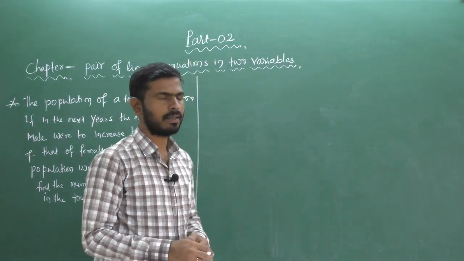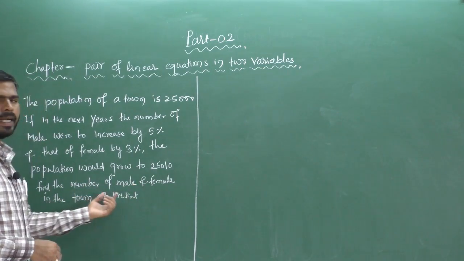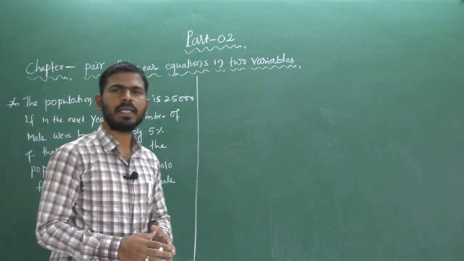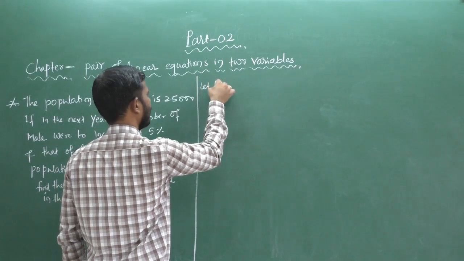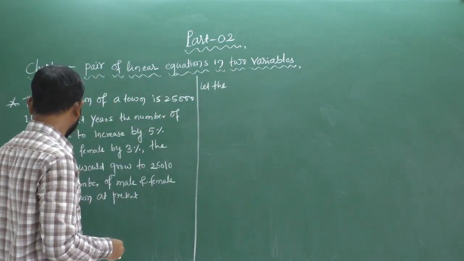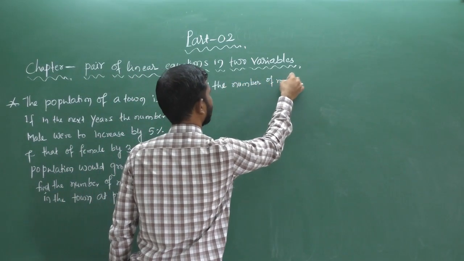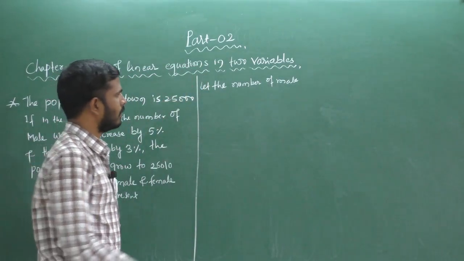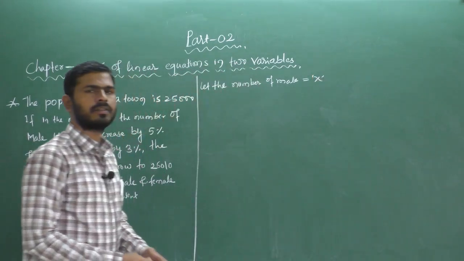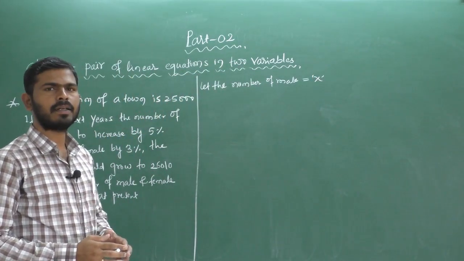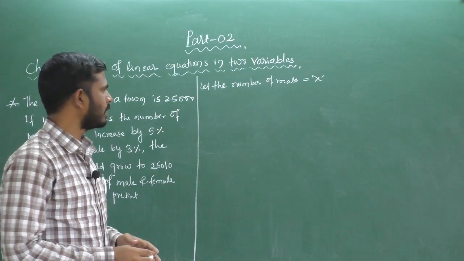First we have to consider what we have to find out: the number of males and females in the town at present. At present we don't know how many males and how many females there are. That's why I consider here: let the number of males be x. You don't know how many males and females are in the town, that's what it is. Let the number of males be x.